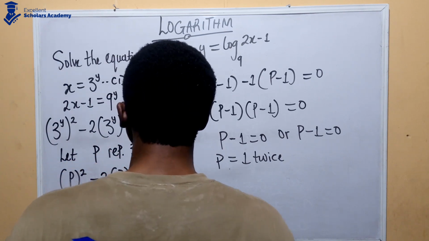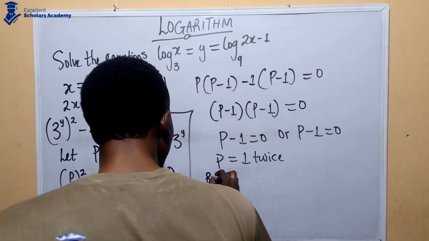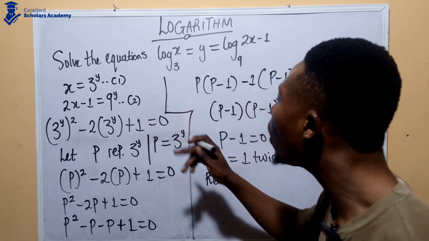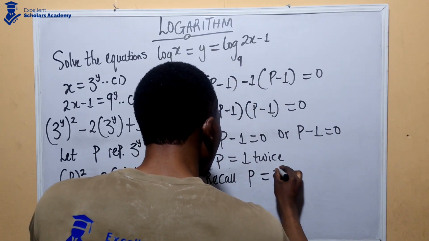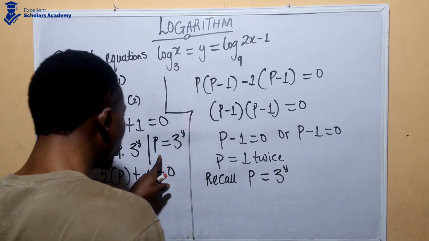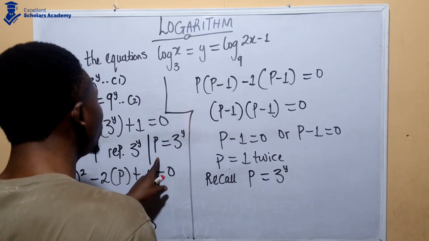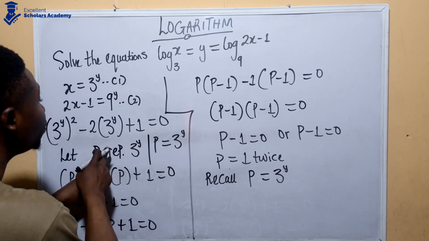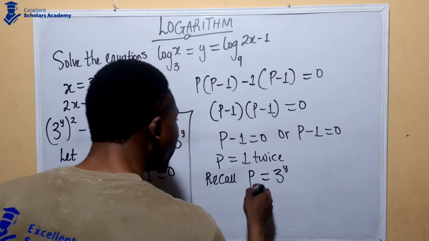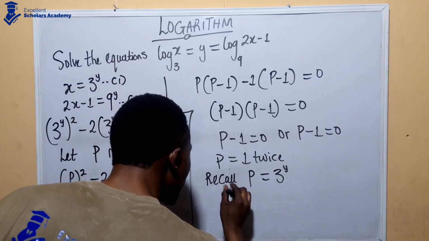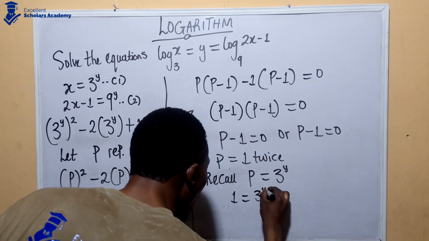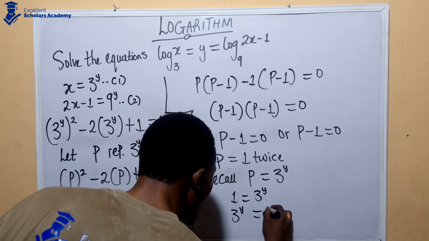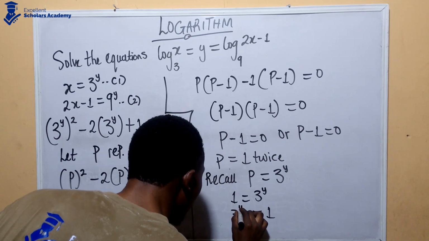Now recall, go back, because you're not asked to find p, you're asked to solve the equation. That means you have to find x and y. Recall that p is equal to 3 to the power of y, which you represented with p. So now that you have gotten the value of p, replace it, so it becomes 1 is equal to 3 to the power of y. So we have to use this to find the value of y first.